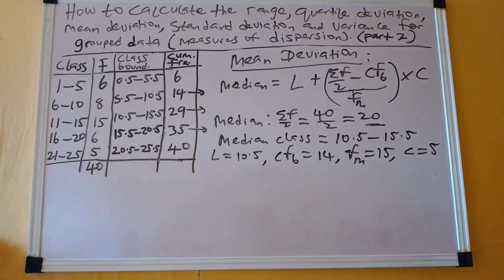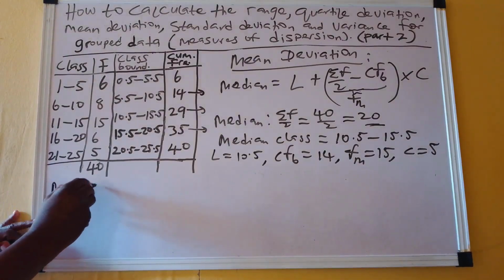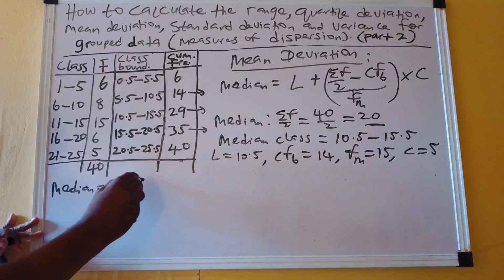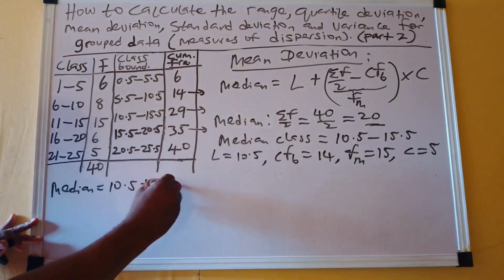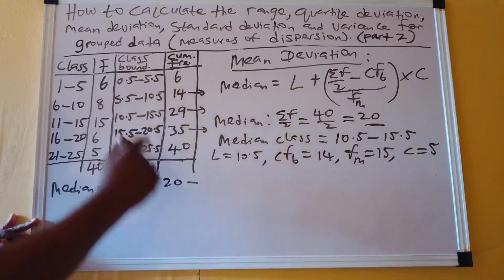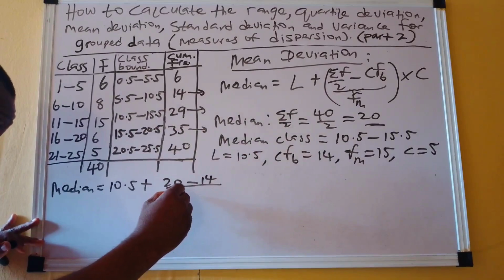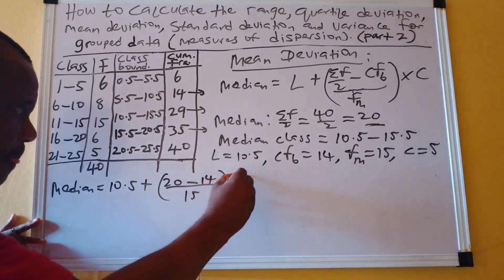So we are going to put these values together to get the median. So coming here now, we will now have our median equal to the class boundary 10.5 plus summation f over 2, which is 20, minus the cumulative frequency before that class, which is 14, all over the frequency of the median class, which is 15, then times our class width, times 5.